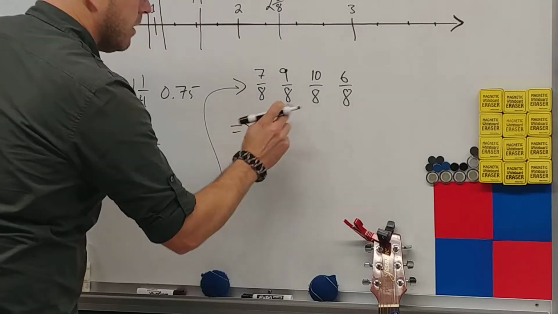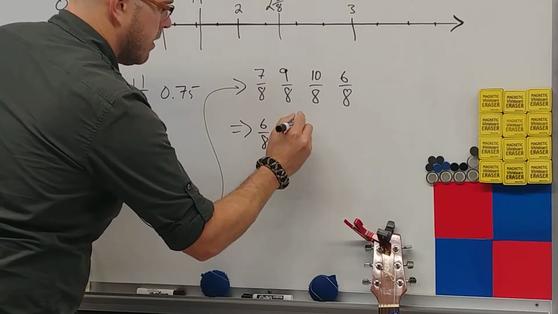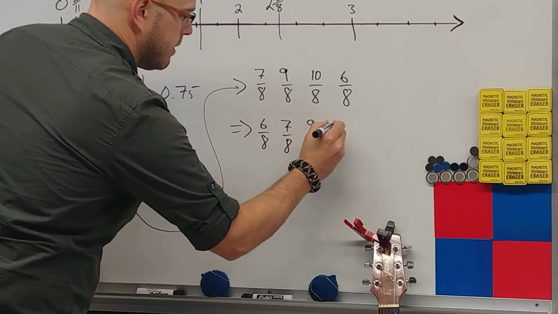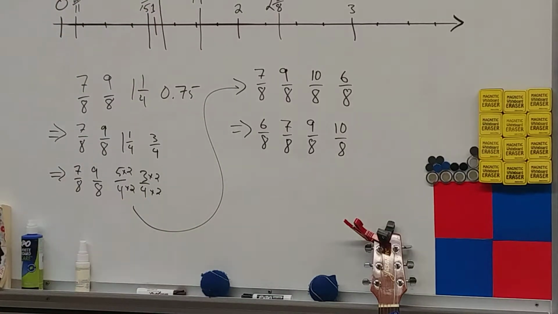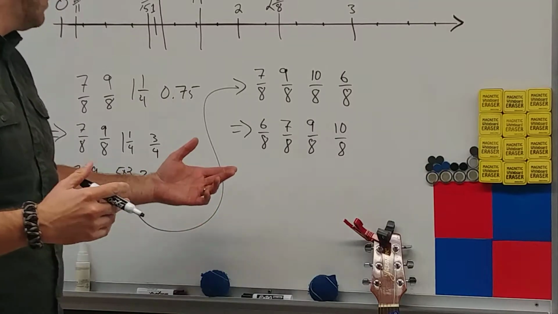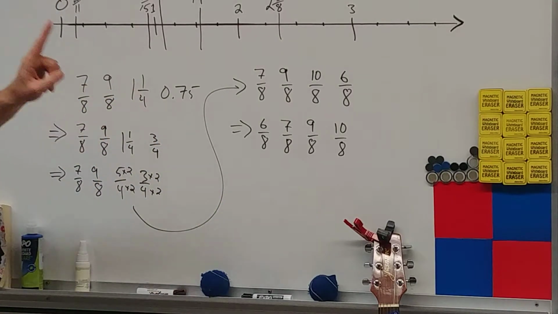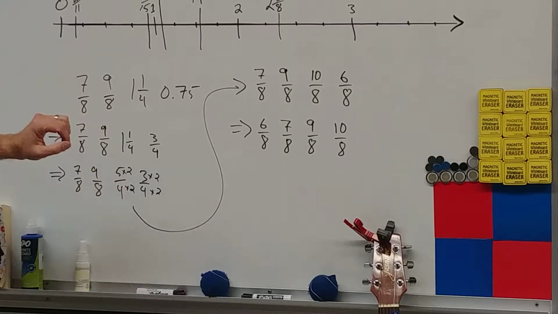Let's try it out. 6 over 8, 7 over 8, 9 over 8, 10 over 8. Easy peasy, lemon squeezy. Of course, I might want to simplify if possible, or maybe even put them back in original order, because what it originally asked me for was to make these from, I believe, least to greatest.